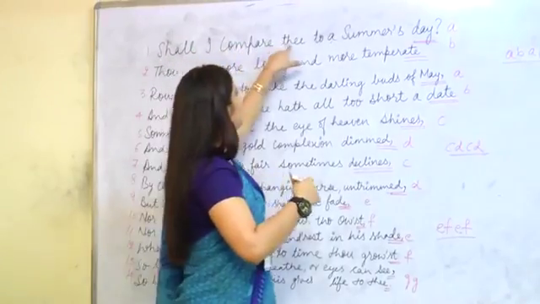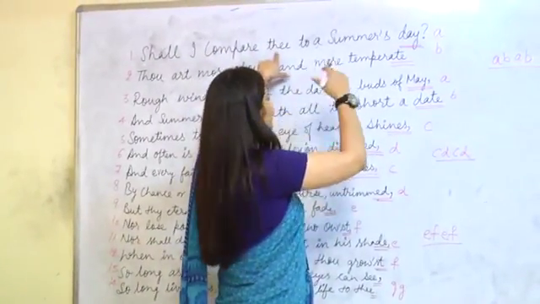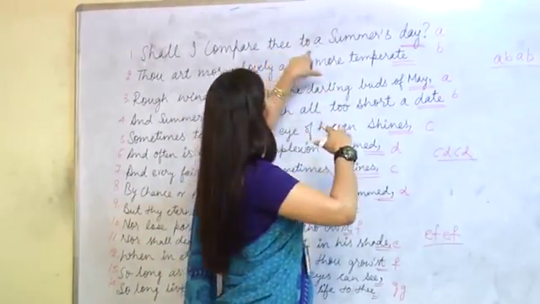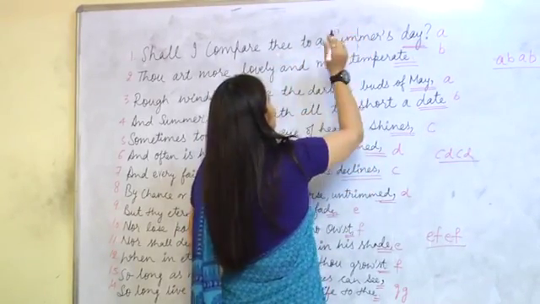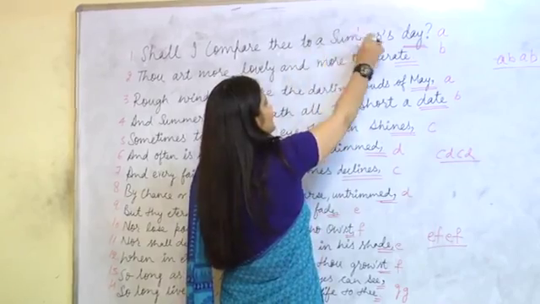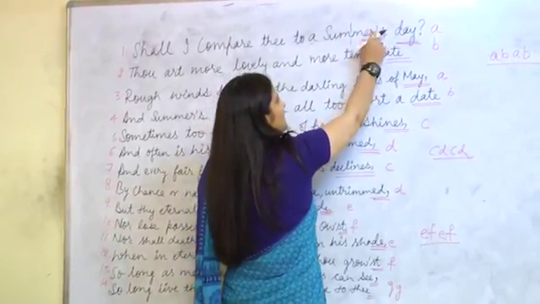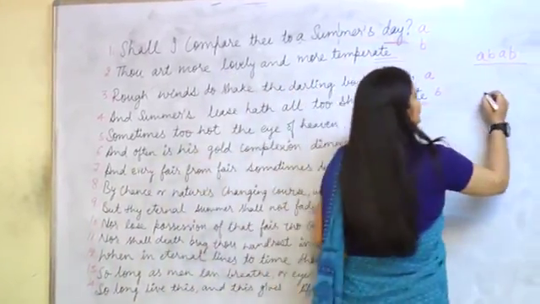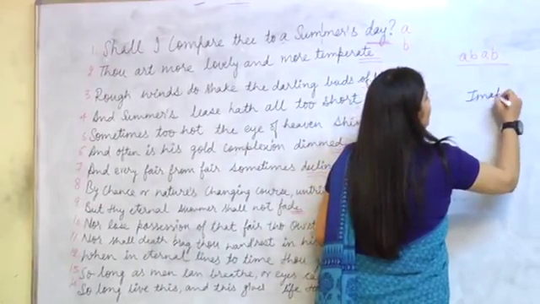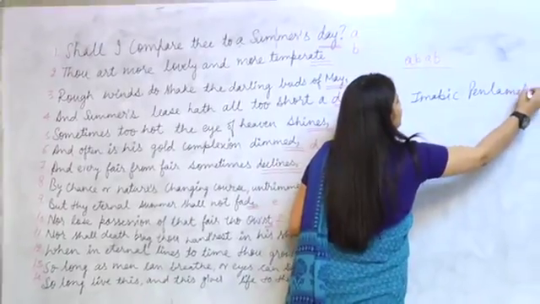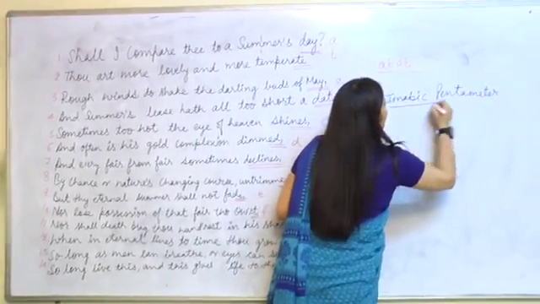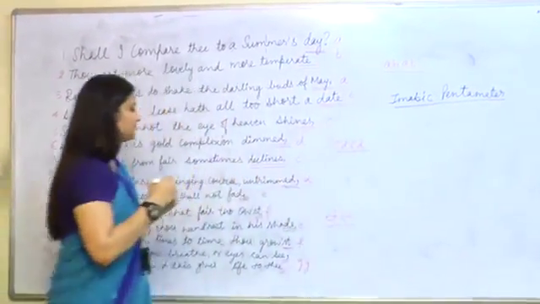Again, "compare thee," that means stressed, unstressed. "To a sum," stressed, unstressed. "Mer's day," that means stressed and unstressed. So therefore it is an iambic pentameter, which Shakespeare is popular for using.